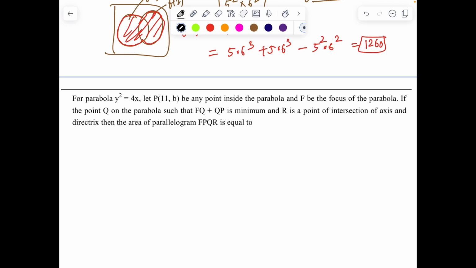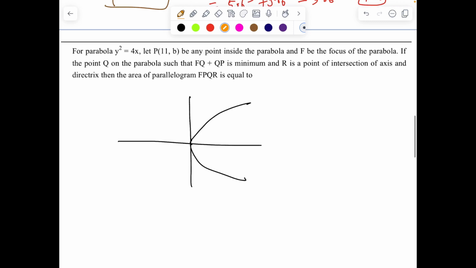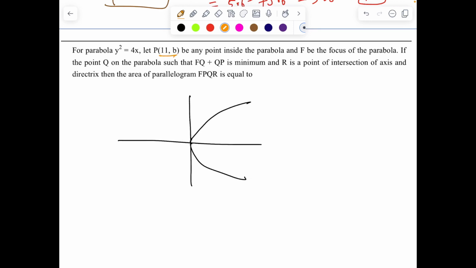Let's move to the next one, and it's a beautiful problem from coordinate geometry. So we have a parabola y square equals 4x. Let P(11, b) be any point inside the parabola. So let's say you have some point P(11, b). F is the focus, so clearly the focus is (1, 0). The point Q is randomly moving on the parabola such that PQ plus FQ is minimum.